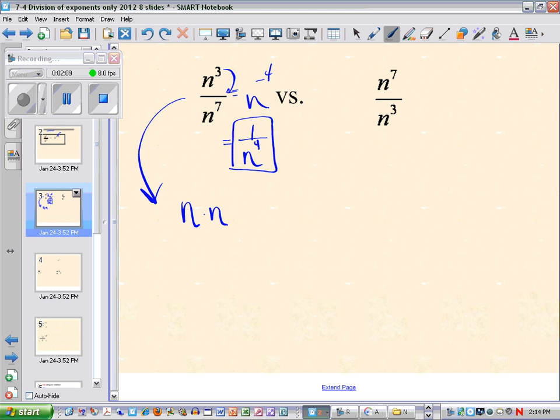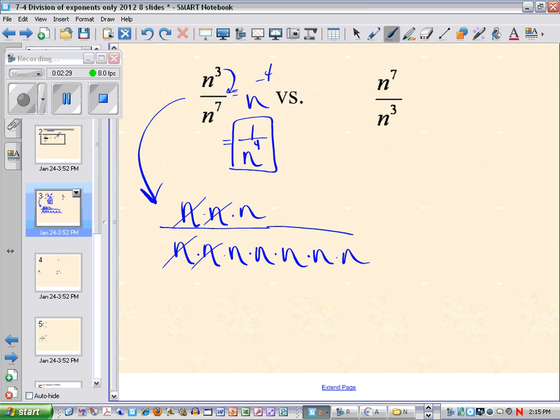n cubed is n times n times n. n to the 7th is n times n times n times n times n times n times n. Of course, you don't want to do this every time. This is just the derivation of the rule. So we could cancel 1 here, 1 here, 1 here, 1 here, 1 here, 1 here. We're left with a 1 on top, not a 0, a 1. And down here we're left with n to the 4th. So that's why the rule works.